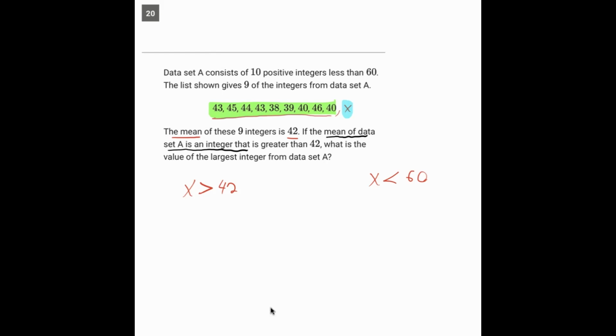But let's work that out a little bit. So when you add up all the green numbers, you get 378. So we have 378, and then we have the last number. And if we were to divide by 10, that would be our average. And that's just simply the idea that the average of a bunch of numbers is the sum of all the numbers divided by the number of numbers.